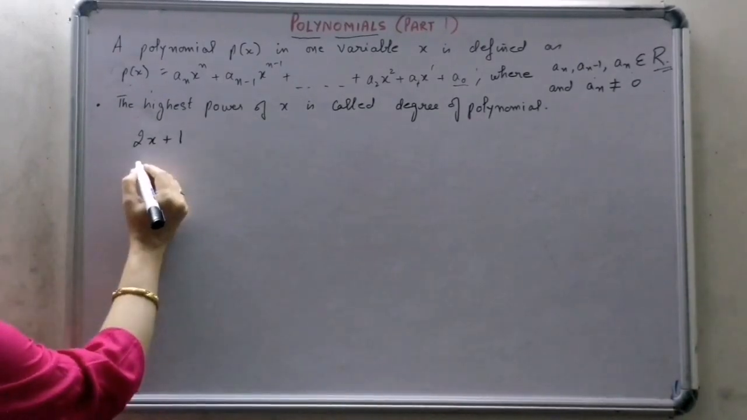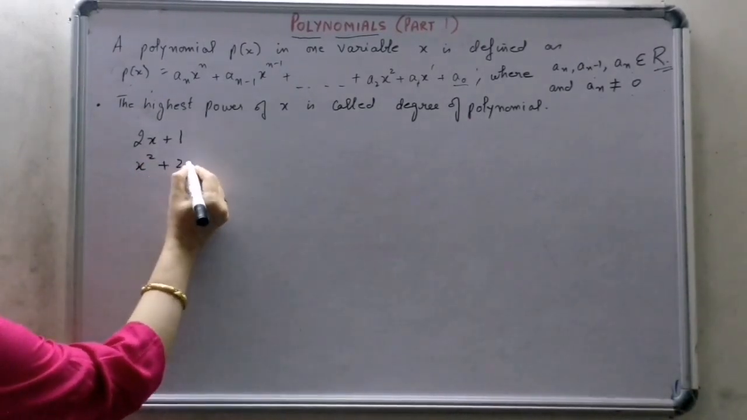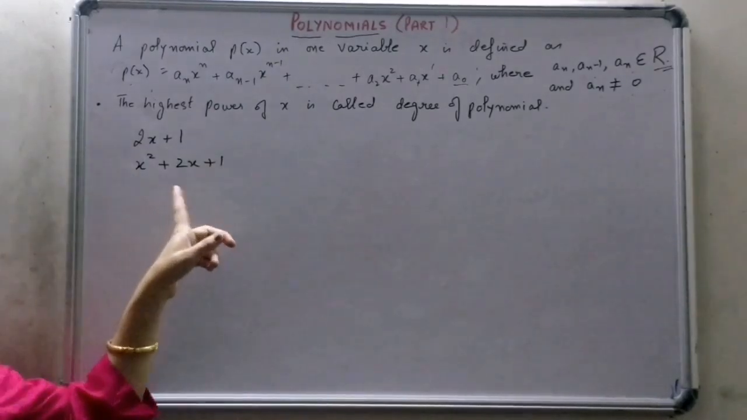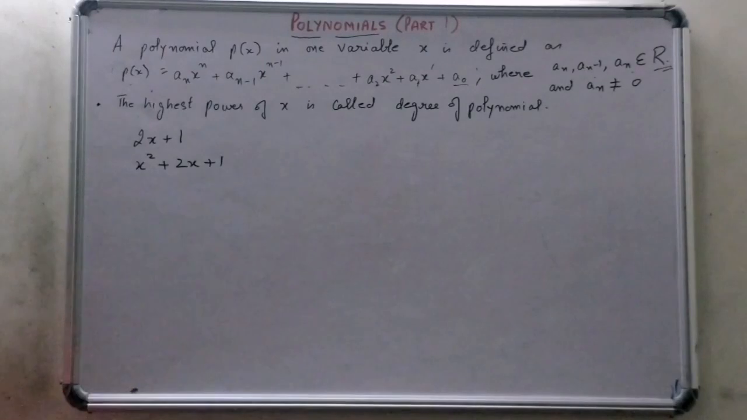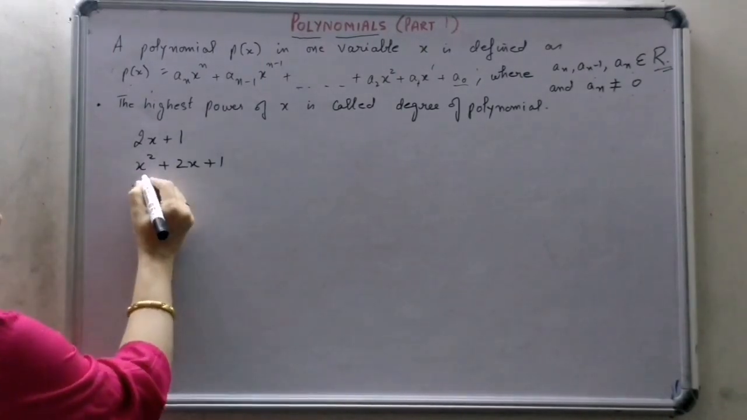Let's take up another example, say x squared plus 2x plus 1. The highest power of the variable used in this is 2. So this is known as a quadratic polynomial. Likewise, we have a cubic polynomial like this.